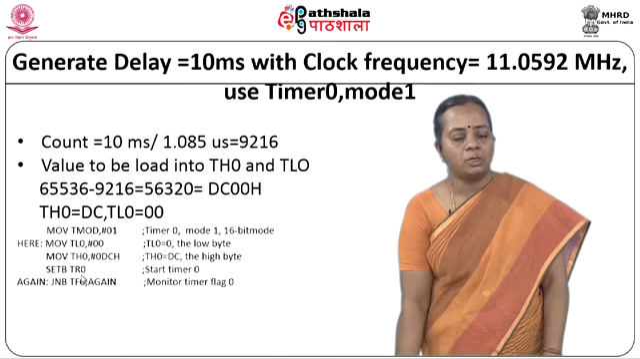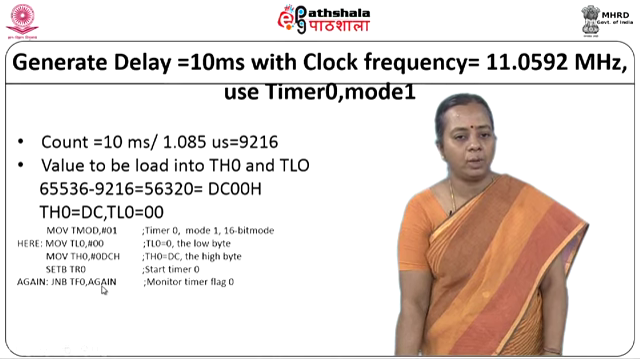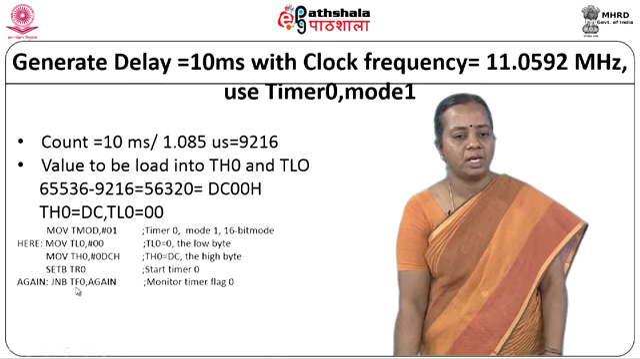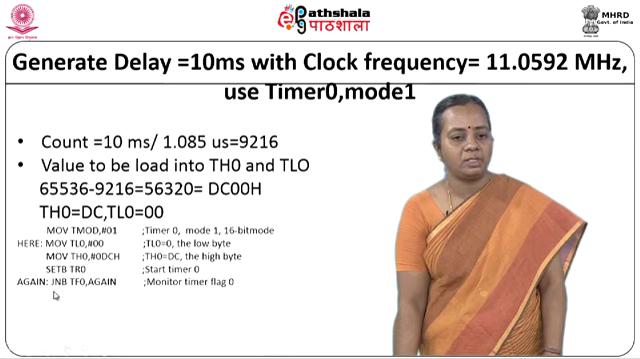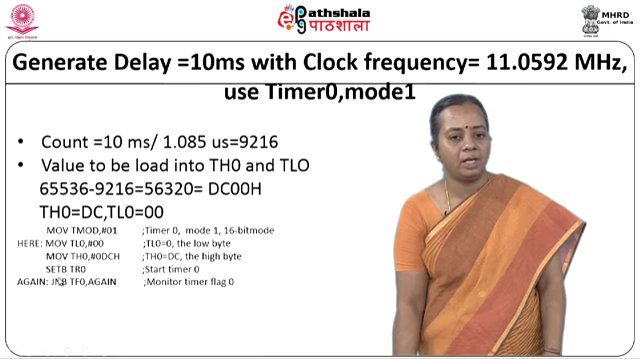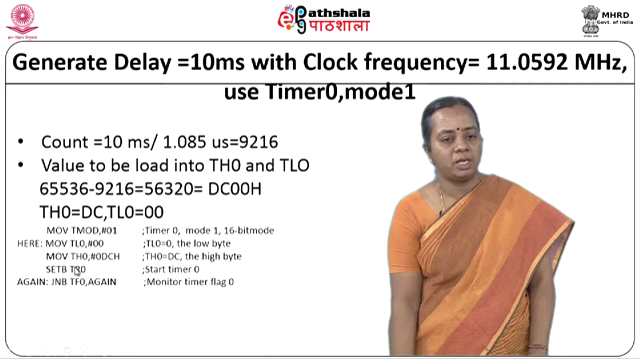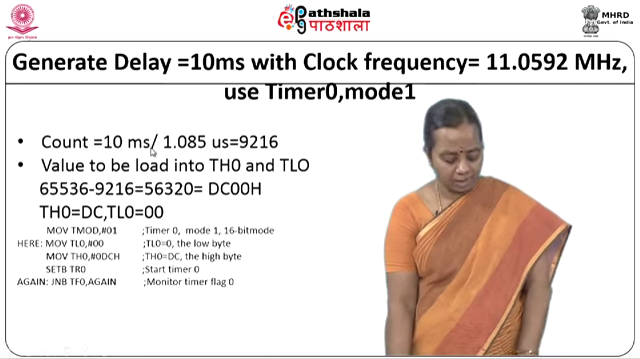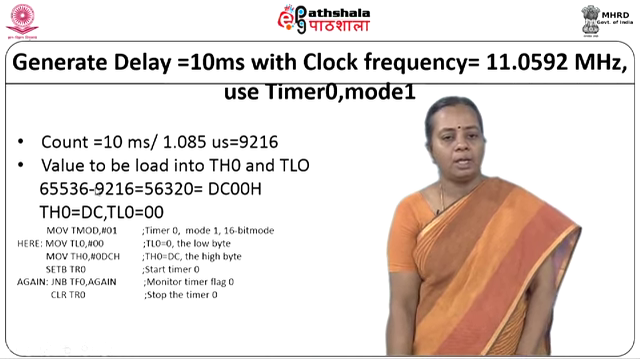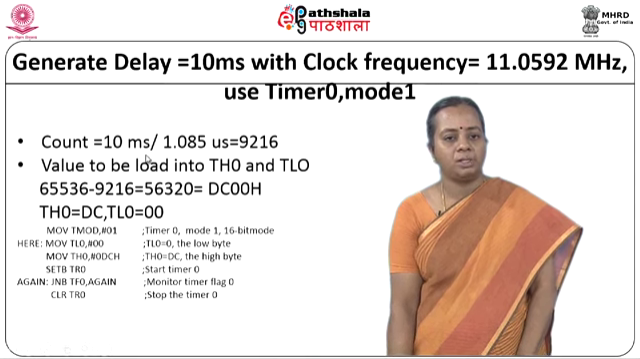Now it starts counting, and I have to wait till I get an overflow. For that I have made a loop with a tag, JNB TF0, again. So, I am checking whether TF0 becomes 1 or not. Once it overflows, only then will it get a 1, otherwise you get a 0. So, if the bit is not set, it goes in a loop; if it is set, then it comes down. When it comes down, that means I have waited for 10 milliseconds. That has been achieved through this assembly code segment: a 10 millisecond delay.